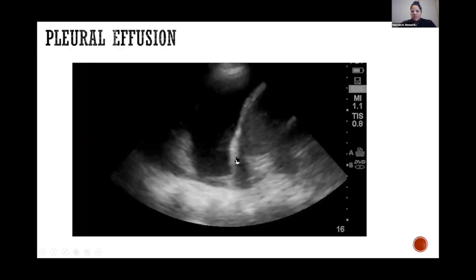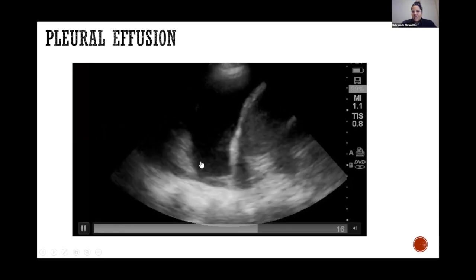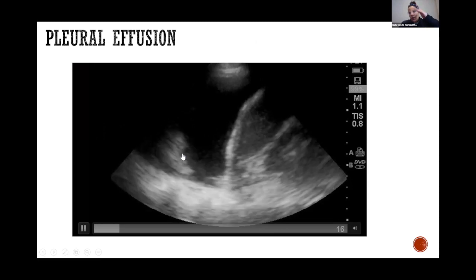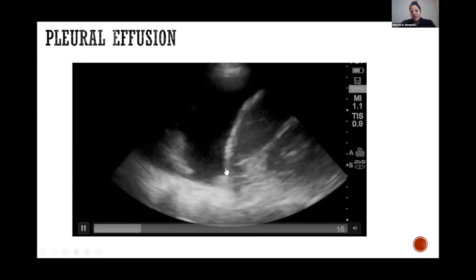Okay, so a little more about pleural effusions. Again, anechoic, that black space. You're seeing the tip of the lung sort of waving at you there, and you see your diaphragm much more clearly here, okay?